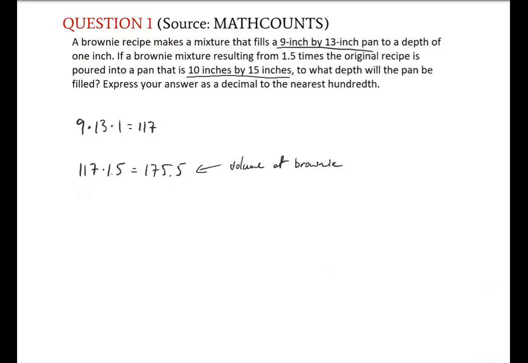So we want to see how deep or how high this brownie will be if it's in a 10 by 15 inch pan. So we can just first multiply 10 times 15, and then we're going to multiply by 1 because that 1 is just going to represent 1 inch. So basically for every inch of the 10 by 15 inch pan, you can fit this many cubic inches of brownie.